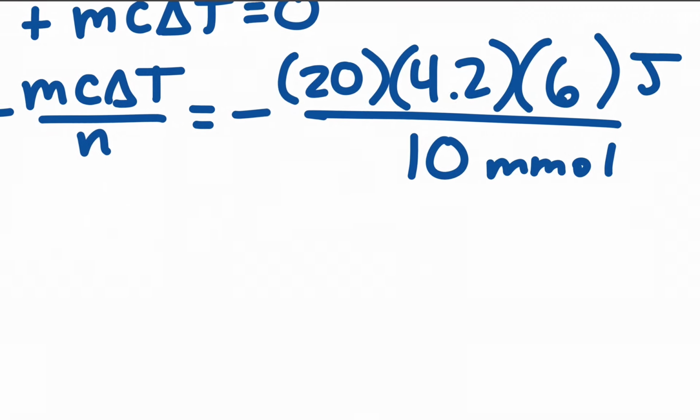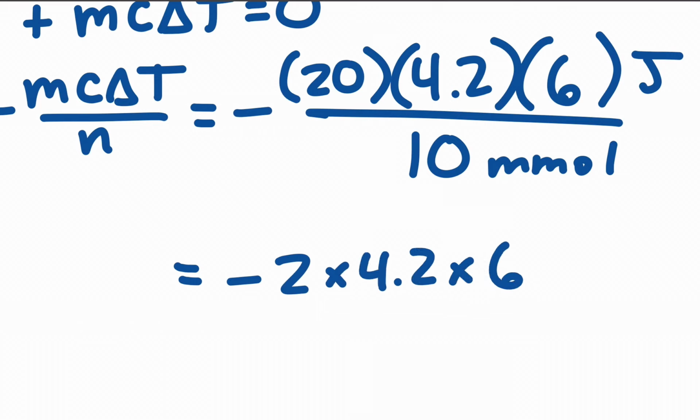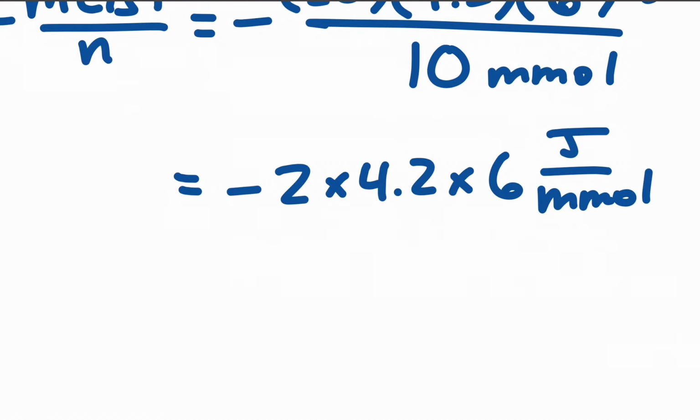Now, most multiple choice questions you've got to do without a calculator. When it's on paper and in person, that's the case. So 20 times 4.2 times 6 over 10. I'm going to do 20 divided by 10. That gives me negative 2 times 4.2 times 6 joule per millimole.